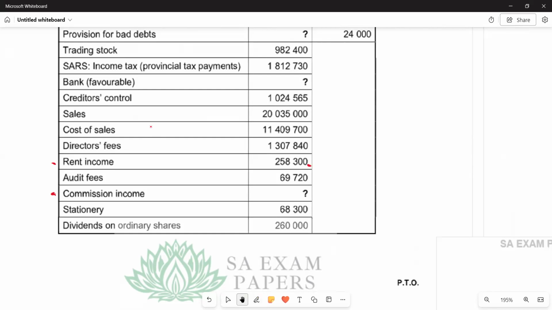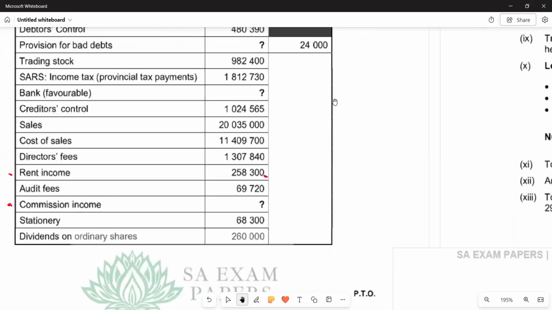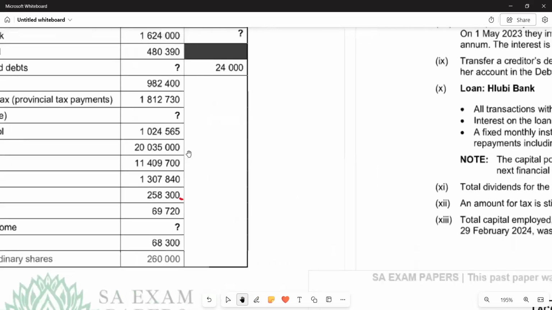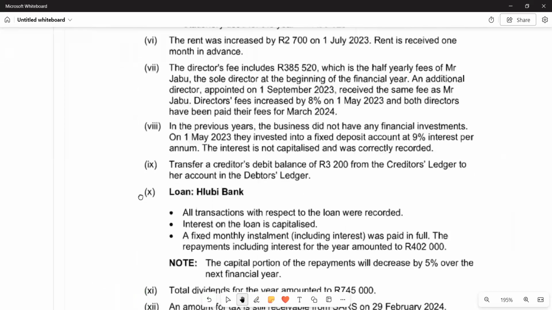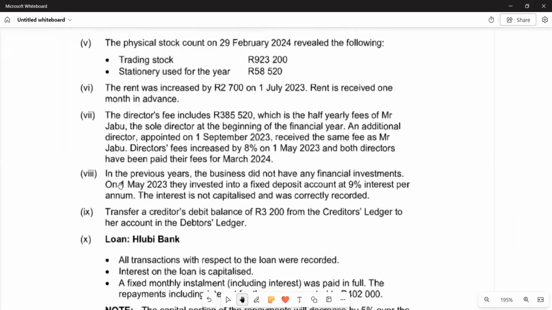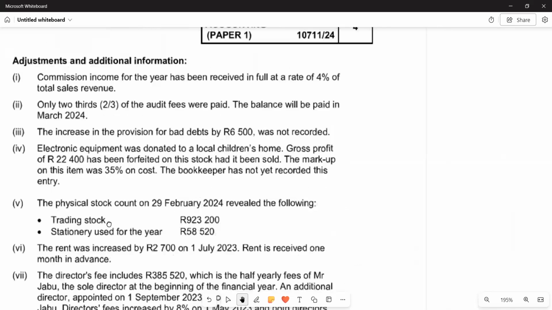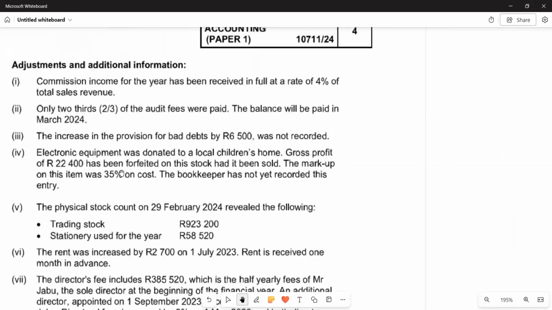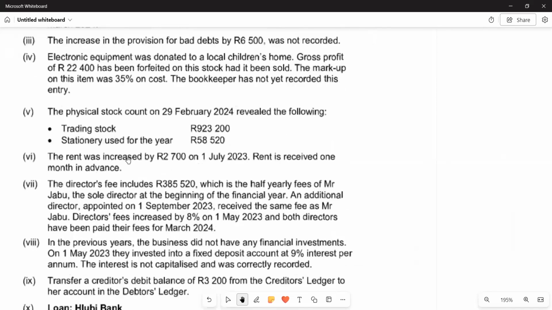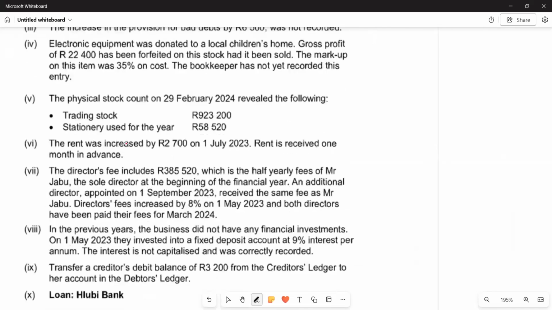But obviously, you don't enter the figure as it is. You go to additional information to see if we've got anything that explains adjustment of the rent income. So you're going to go from the beginning of the additional information going down, checking any adjustment that we have of rent income. You'd see that we have number 11, which says the rent was increased by 2,700 on 1 July 2023. Rent is received 1 month in advance.